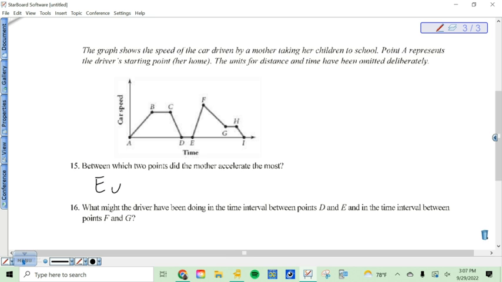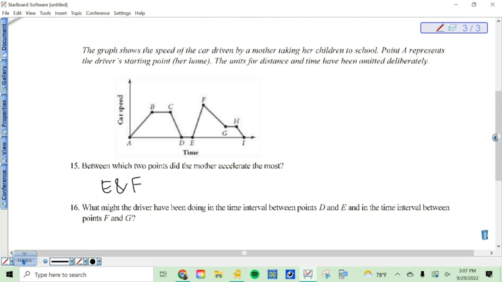And why do you say E and F? Good. Steepest slope. Perfect, right? E and F, yeah? Steepest slope, meaning the speed increased the most in this short period of time, right?